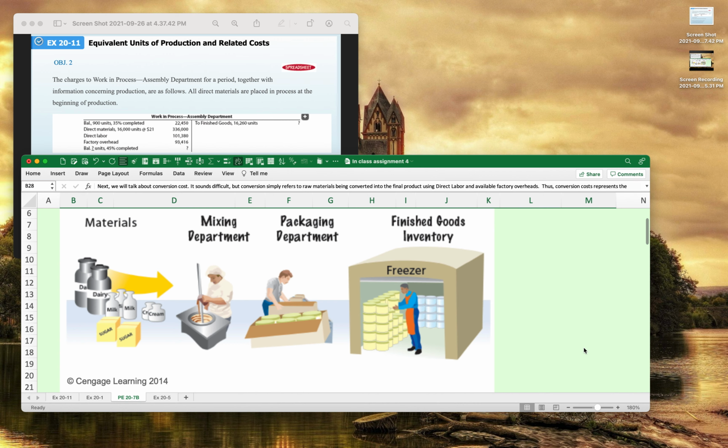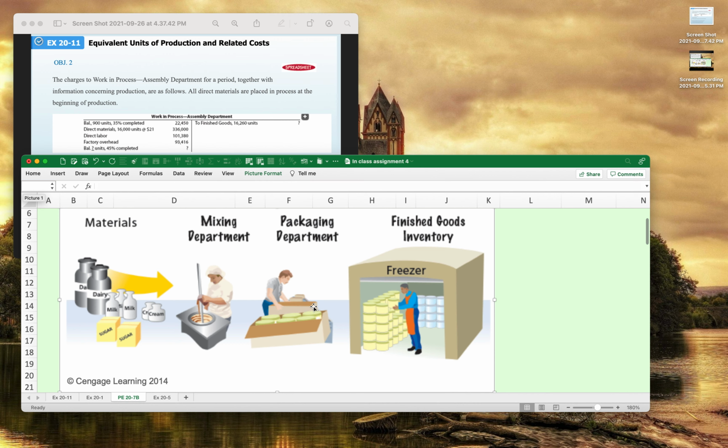But basically, in process costing, we receive materials, we use direct labor and factory overheads, and we mix the items in one department, and then it gets transferred to the next department where it's packaged up. Then it moves on to the next department where it is stacked away in some sort of a secure facility.